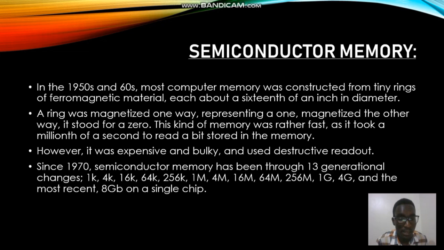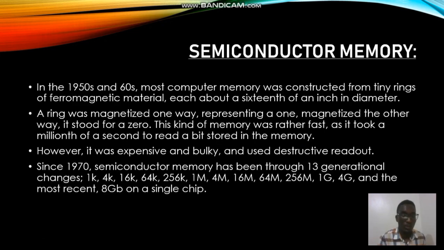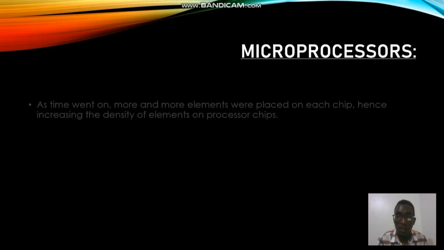So since 1970, semiconductor memory has been through very many generational changes, around 13. We started with 1K, then 4K, then 16K, went to 64K, 256K, 1M, 4M, 16M, and now currently we have 8 GB on a single chip. So after semiconductor memory, we are still on microprocessors.